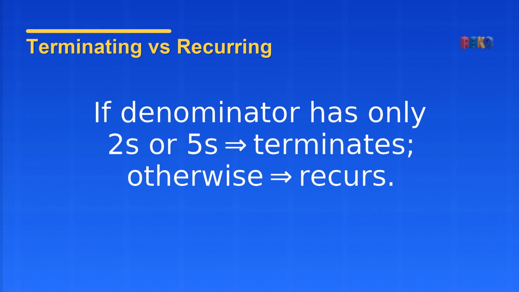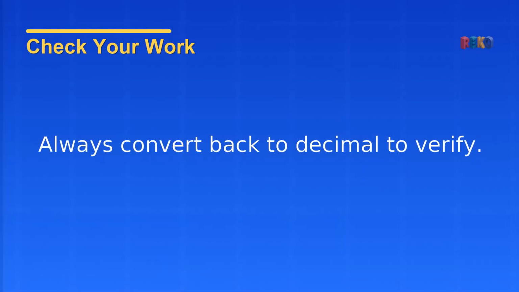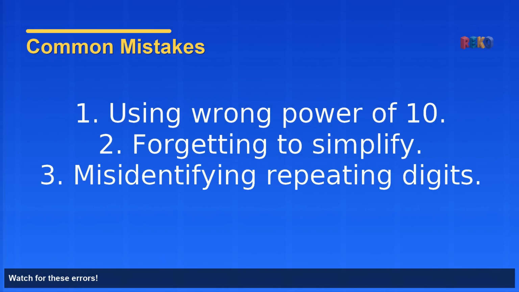A key rule: fractions in simplest form with denominators made only of 2's or 5's produce terminating decimals. Any other denominator leads to a recurring decimal. After converting to a fraction, use your calculator to check that the decimal pattern matches. Students often pick the wrong power of 10, forget to simplify the final fraction, or misidentify which digits actually repeat.